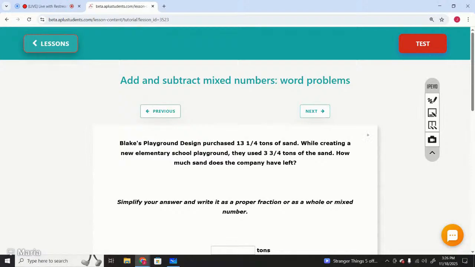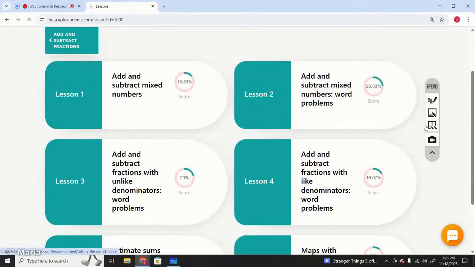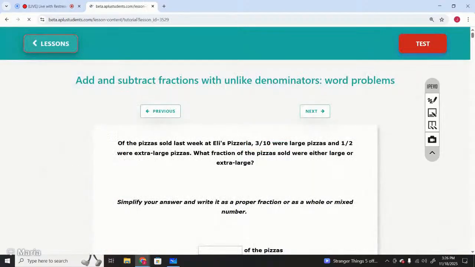The next lesson is add and subtract fractions with unlike denominators. So unlike denominators means they have different denominators. Unlike means different. When we have unlike denominators, the first thing we need to do is make their denominators the same.